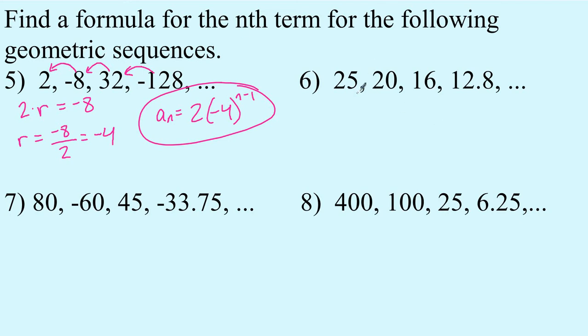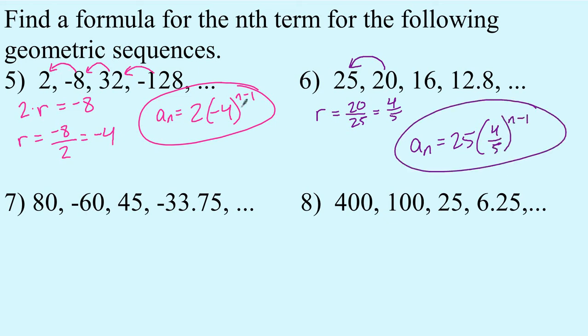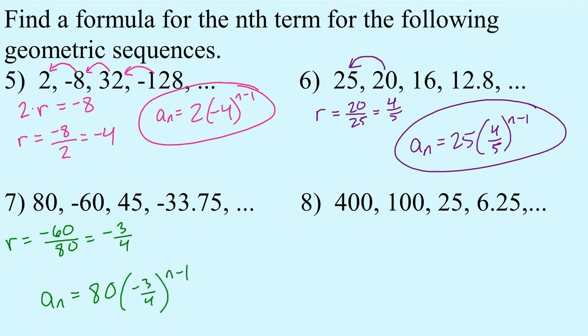All right, for number 6, to get the ratio, take one term and divide it by the one in front of it. So 20 over 25, which is 4/5. So our formula is 25 times 4/5 raised to n minus 1. Number 7, your ratio is -60 over 80, which is -3/4. So your formula is just this. Perfect.